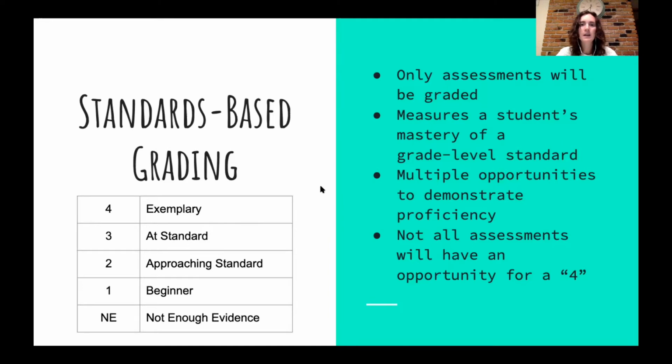It is a connection of various math concepts. It is beyond what has been explicitly taught. It's more abstract. So for a standard, just these 10 questions, if a student were to get them all correct, that would be a 3 at standard. And if there's an opportunity for a 4, that would be an opportunity to reach for that. But again, not all assessments will have that.